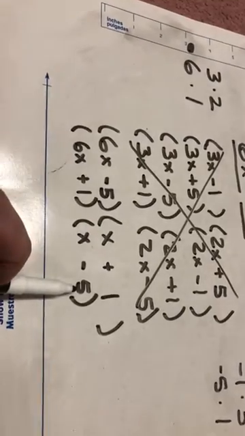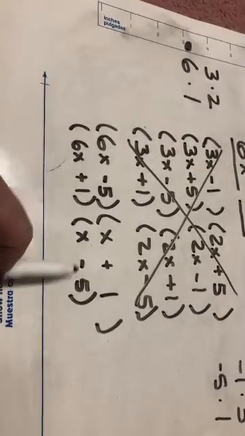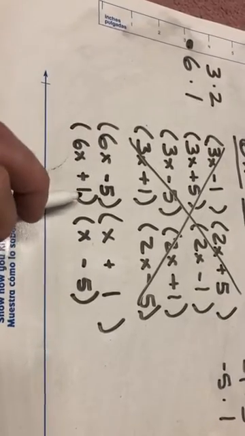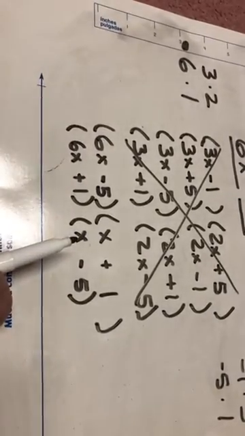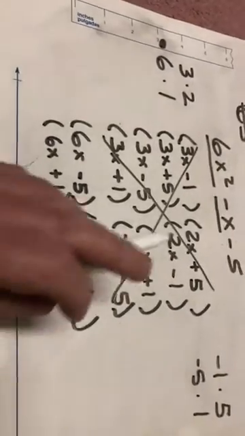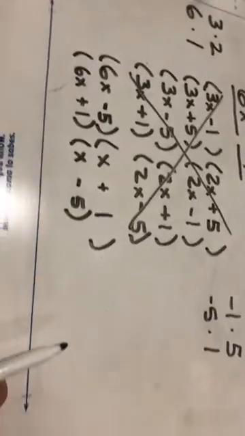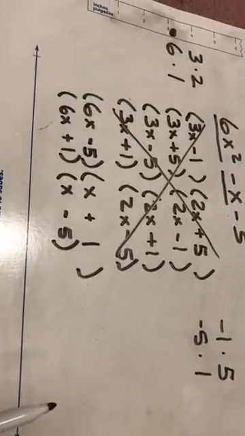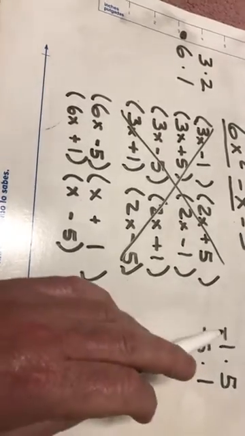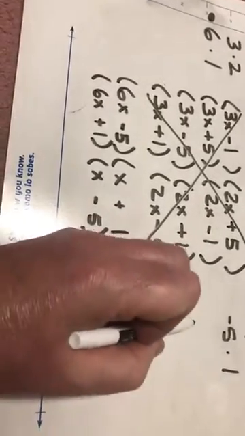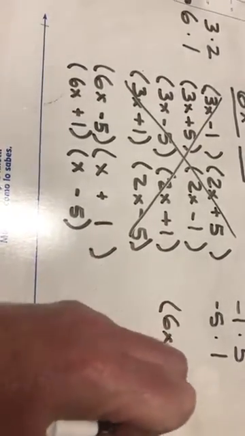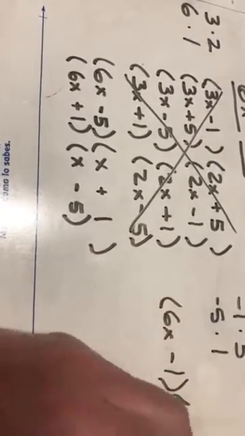6x times a negative 5, that's negative 30. 1 times x is a positive 1. A negative 30 and a positive 1 is 29. I need negative 1. Oh, so here we go. It's not negative 5 and 1. Must be negative 1 and 5. So let's try 6x minus 1, x plus 5.